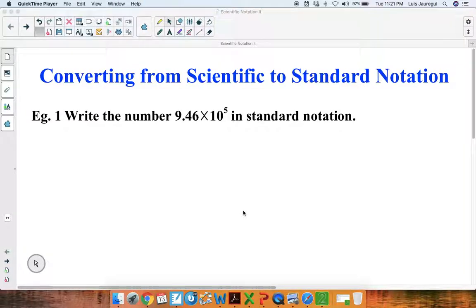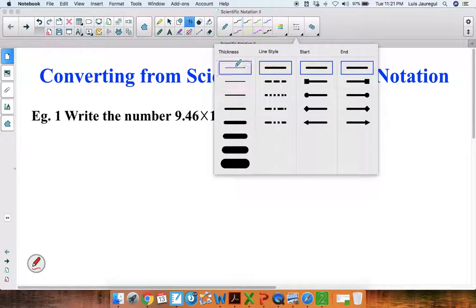Welcome. In this particular video, we'll be converting from scientific to standard notation. In a previous video, we already established what scientific notation was. So let's just recapitulate on that.